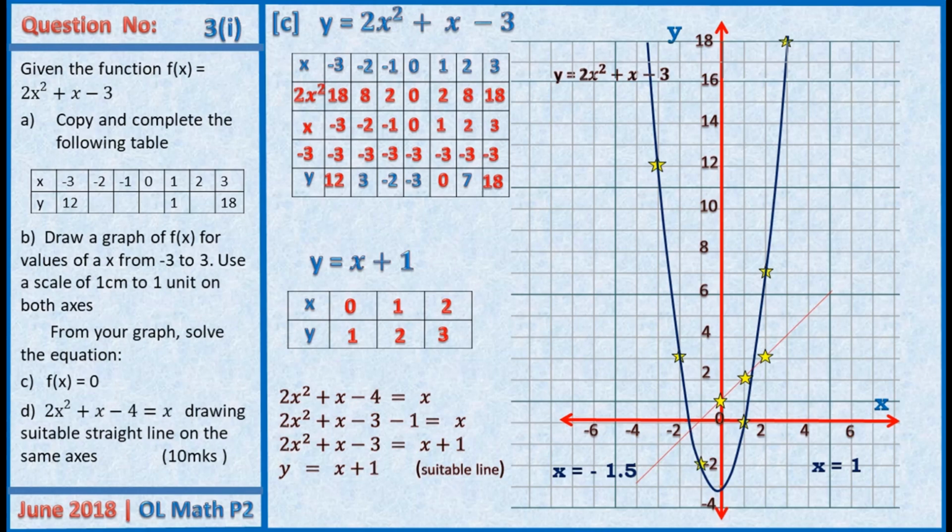And now, to read the values of x for which the two are equal, or to solve that equation, I have to just read the values of x at the points where the line and the curve intersect. And they intersect at x equals minus 1.5 and at x equals plus 1.5. Those are the 2 points.